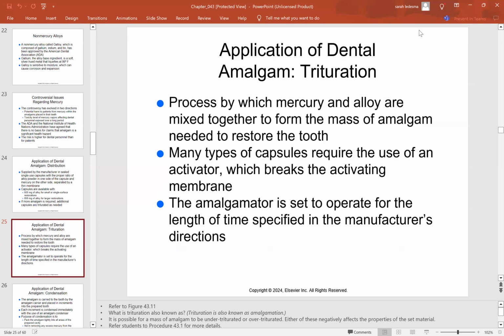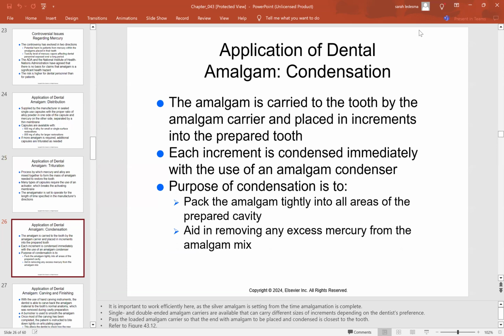Trituration is the process by which mercury and alloy are mixed together to form a mass of amalgam that is needed for the restoration. Some types of capsules require the use of an activator, which breaks the activating membrane. The amalgamator is set to operate for the length of time specified in the manufacturer's directions. The amalgam is then carried to the tooth by an amalgam carrier and placed in increments into the prepped tooth. Each increment is condensed immediately with the use of an amalgam condenser.